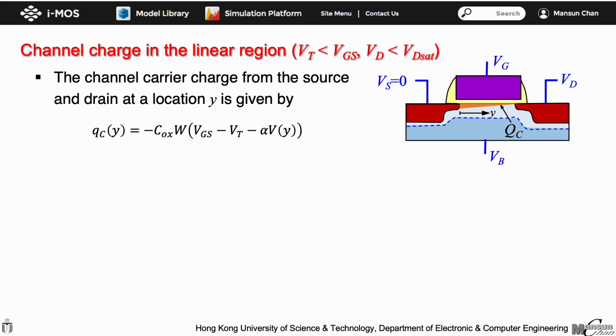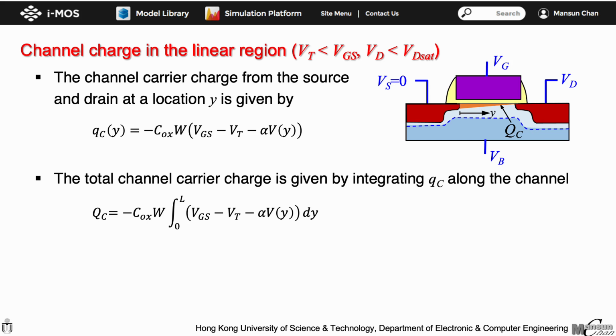To calculate the channel charge, we know the amount of carrier charge at the location y is given by Cox W, Vg minus Vt minus alpha Vy. The bulk charge factor is included to account for the increase of Vt towards the drain with the increase of depletion charge at high Vd. We can integrate these expressions from the source to the drain and get the total channel charge.